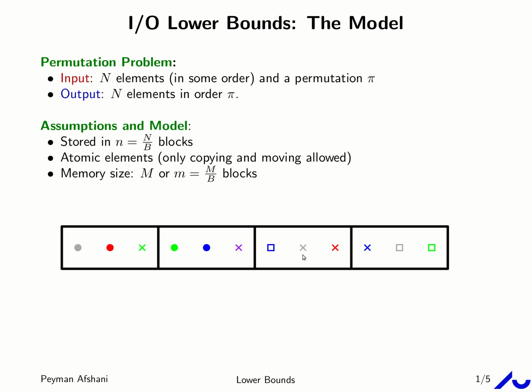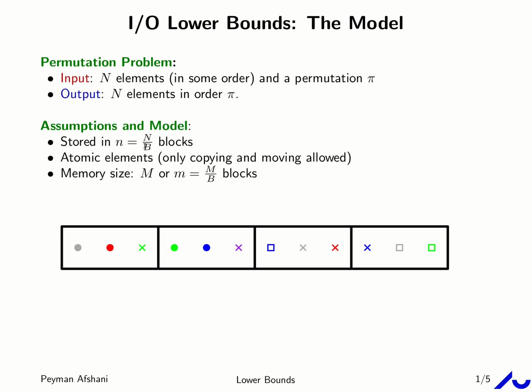And here we will prove a lower bound showing that this problem cannot be done as fast as it can be done in the internal memory. So to be able to prove a lower bound, we need to go over the assumptions and the model of computation. We assume the elements are stored in a small n blocks, which is capital N divided by B.